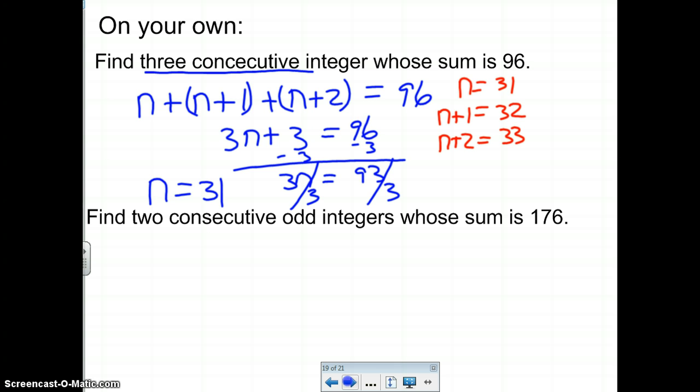If I add those up to check my work, 1 plus 2 is 3, plus 3, that is going to be 6. And then add the next column, I get 96 as my answer. And they do check out with each other.